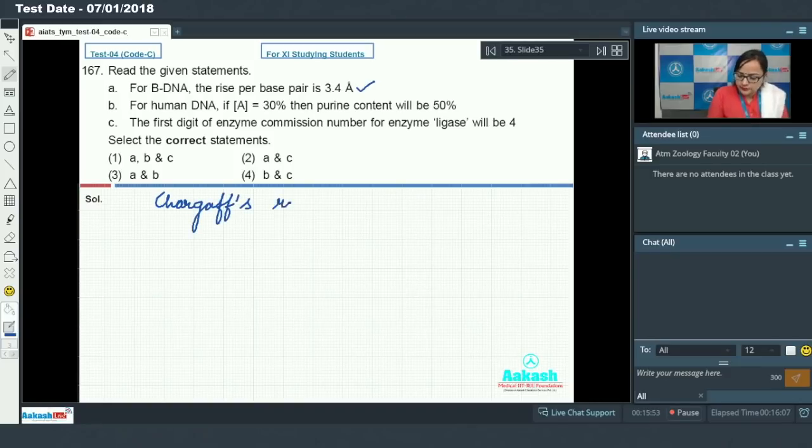Chargaff's rule क्या कहता है? That the molar concentration of adenine in a DNA is equal to molar concentration of thymine. Similarly, molar concentration of guanine in a DNA molecule is equal to molar concentration of cytosine. So adenine here is given 30%. So thymine will also be 30%.